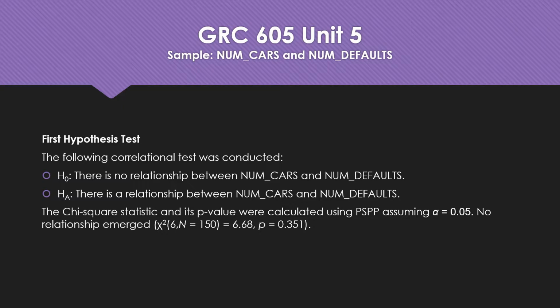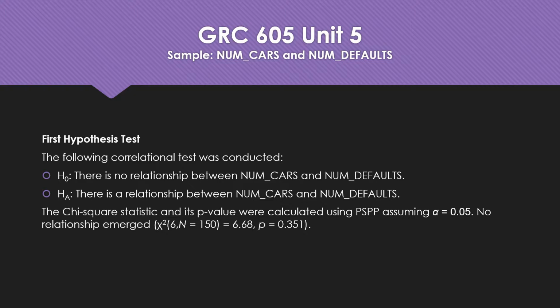For our first hypothesis test, the following correlational test was conducted. Null hypothesis, there is no relationship between num cars and num defaults. The alternative hypothesis, there is a relationship between num cars and num defaults. The chi-square test and its p-value were calculated using PSPP assuming A equals 0.05. No relationship emerged.